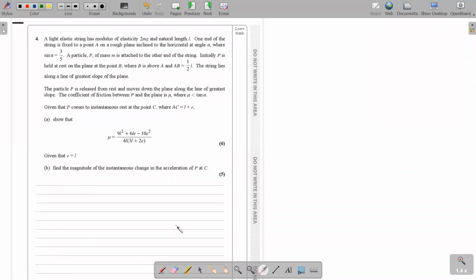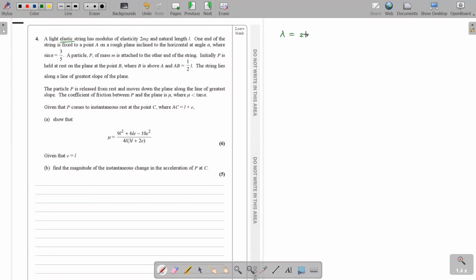A light elastic string has modulus of elasticity 2mg and natural length L. One end of the string is fixed to a point A on a rough plane inclined to the horizontal at angle alpha. Okay. Once again, a light elastic string. Do you see the word elastic? Elastic means the string will stretch, right? So that means you can use Hooke's law. It has modulus of elasticity lambda is 2mg.